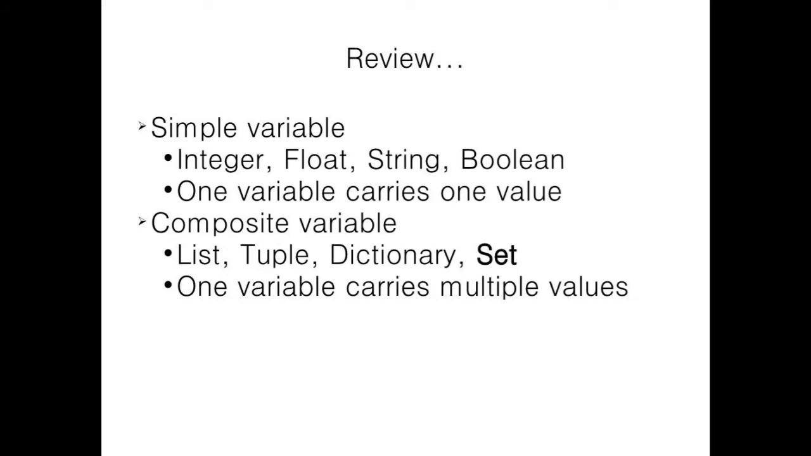Just a very brief review. So far, we've introduced three different types of composite variable. A composite variable is a variable that can carry multiple values. So today we're going to introduce the fourth composite variable, the Python set.